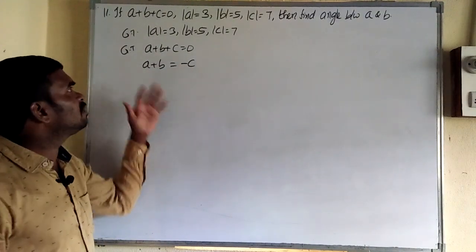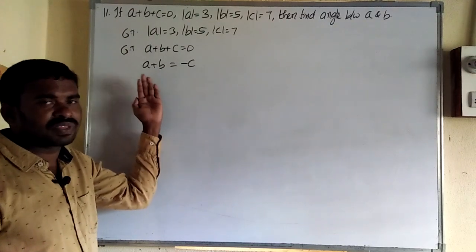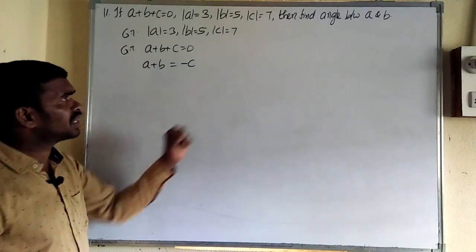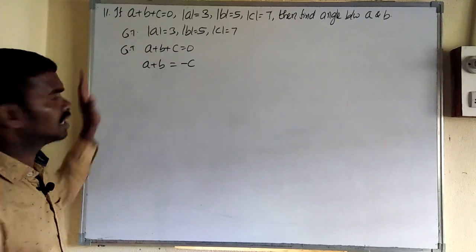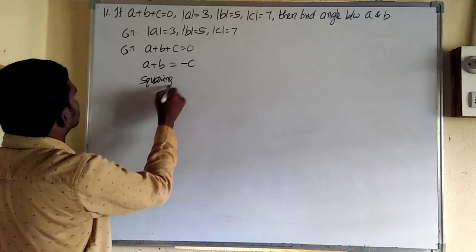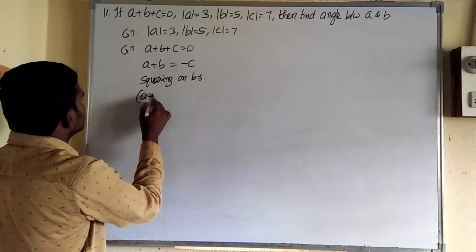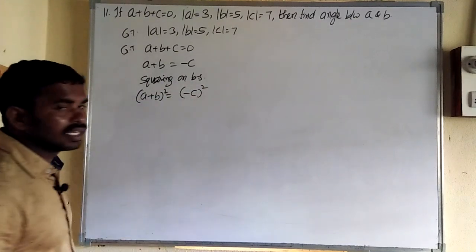If you want the angle between A and C, suppose, then keep A and C on the left side and send B to the right side. Here we need to find the angle between A and B, so keep A and B on one side. Now immediately square on both sides: (A plus B) whole square equals (minus C) whole square.